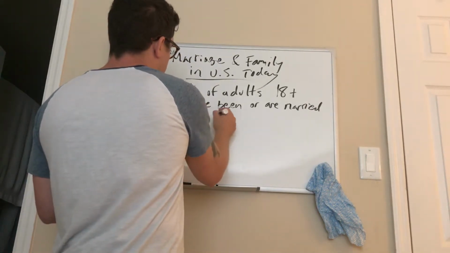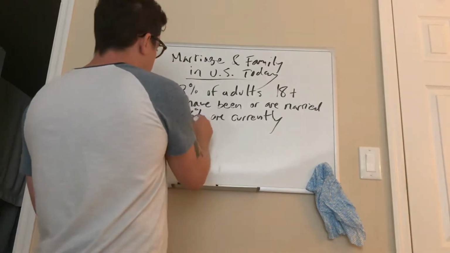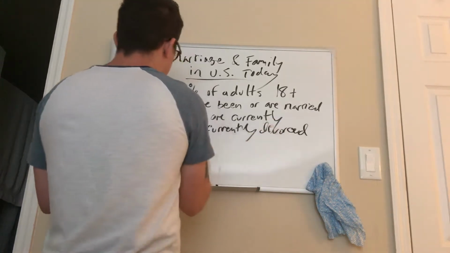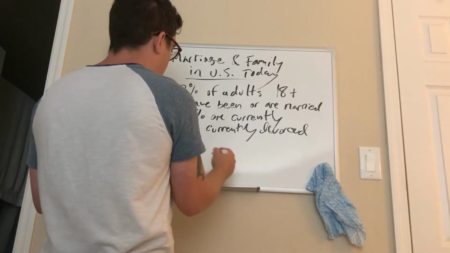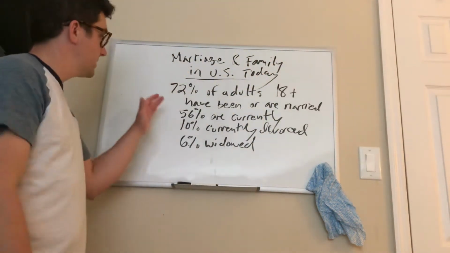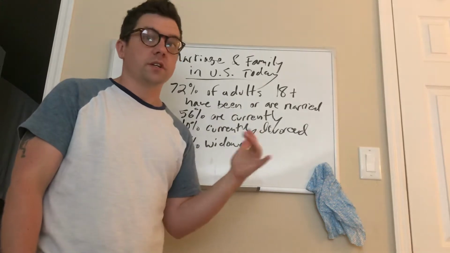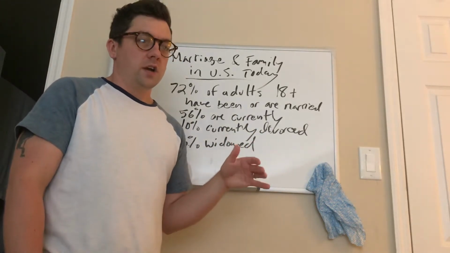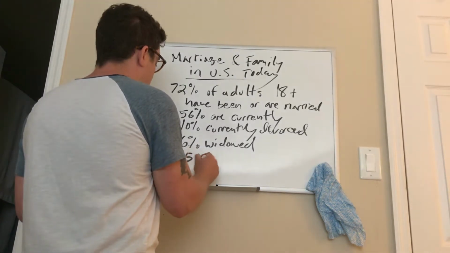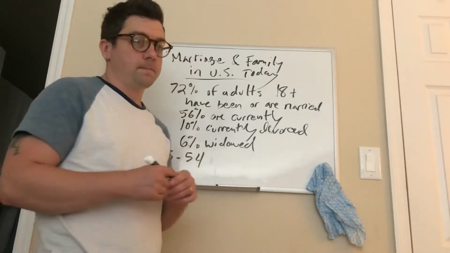56% are currently married. 10% currently divorced. And I think 6% are widowed. Right? So, and a lot of this, like, the 72% is actually lower than if you look at different age groups, right? So 18 is still really young to get married. If you go to like a middle-age group, I think in the notes I have like 45 through 54-year-olds, the percentage of people who have at least been married is 87%.